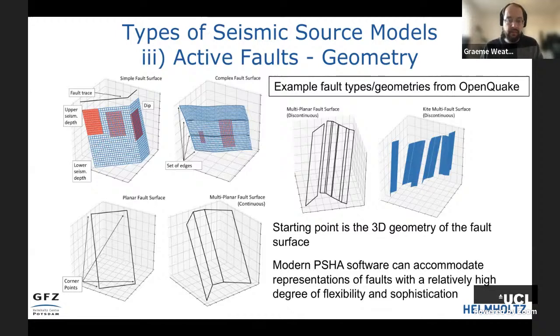So, for example, these are many different examples of fault geometries supported currently by the OpenQuake PSHA software. Most modern PSHA software can accommodate representations of faults with a relatively high degree of flexibility and sophistication, so anything from simple planar surfaces to multiplanar surfaces to complex discontinuous surfaces or distributed faults and so on.